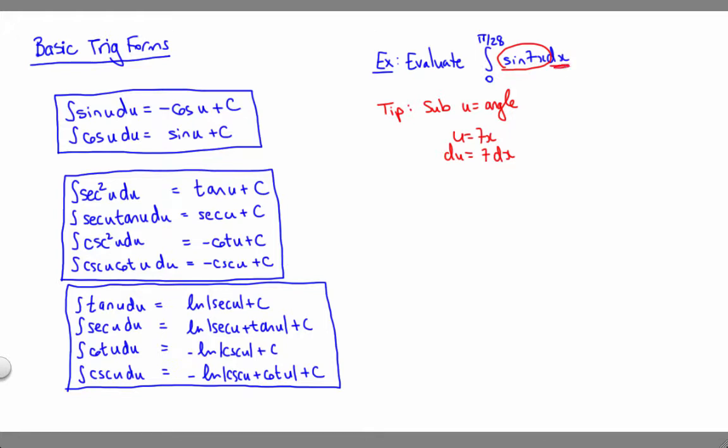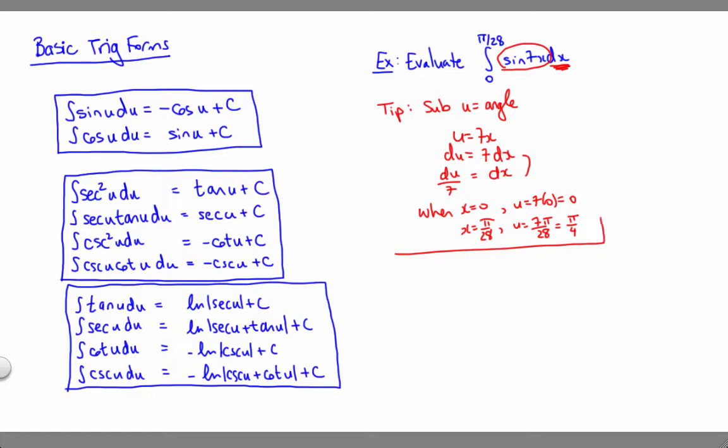And then we would ask ourselves, how can we rewrite the dx? So we need to add one more line here. To move from 7 dx to dx, we'll be dividing by 7. So du over 7 is another way of rewriting dx. Now, since this is a definite integral, we need to deal with the limits of integration as well. When x equals 0, u is going to be 7 times 0, which is 0. And when x equals pi over 28, u is going to be 7 times that, so 7 pi over 28, or more simply, pi over 4.